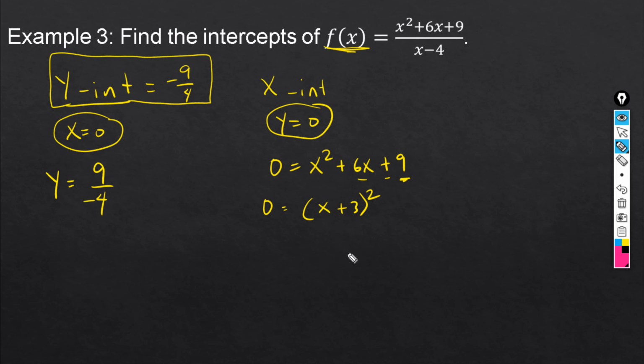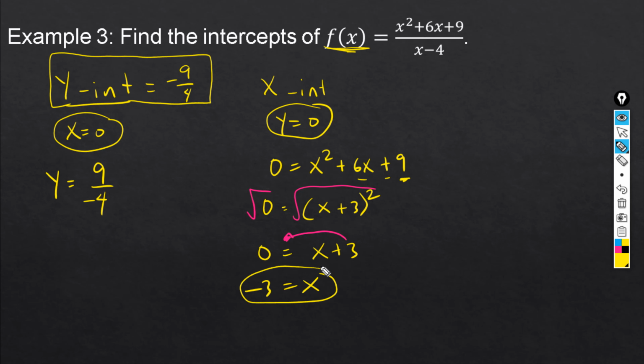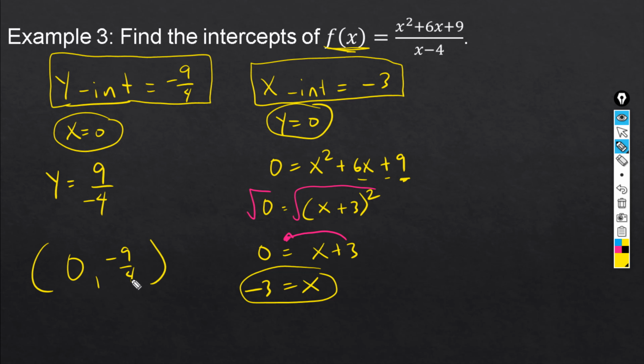So, solve natin yung x. Paano makatanggal si squared? Square root. Square root ng 0, syempre 0. Cancel si squared tsaka si square root, matitira x plus 3. Para positive na si x, si positive 3 lang ilipat natin. So, positive 3 magiging negative 3 equals x. Ibig sabihin, x-intercept natin is at negative 3. Pwede nyo sulat as y-intercept, (0, negative 9 over 4). Pwede mo sulat si x-intercept as (negative 3, 0). Yan yung point sa graph natin na mag-intersect sa axis.